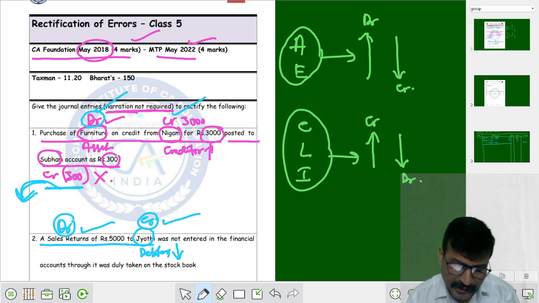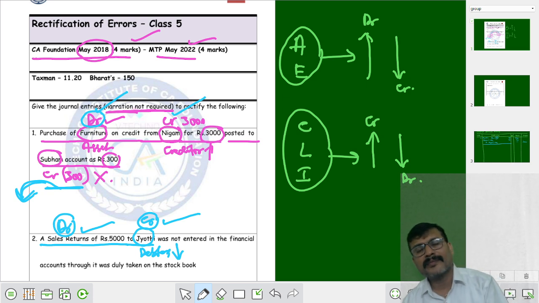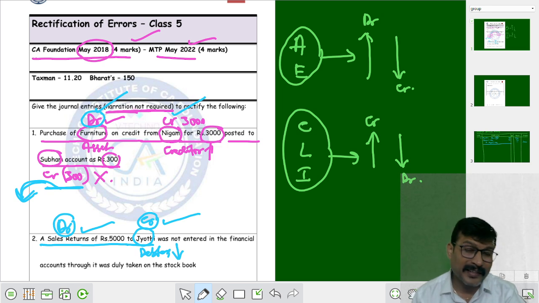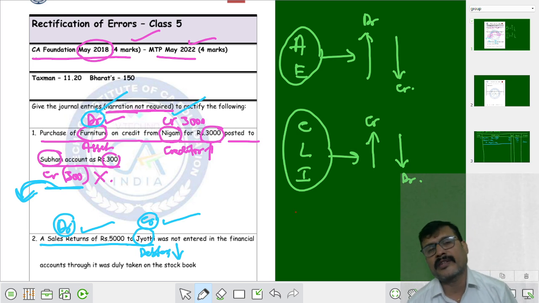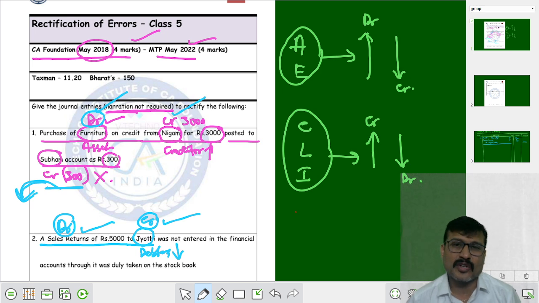Was not entered in the financial accounts, though it was duly taken into stock. It is entered in stock, but the entry is not made. In such a case, what do we have to do? This is also correct. Take it on the same side. This one is correct. We have to take it on the same side. And this one is also correct. It is to be taken on the same side, since the entry is not made, right?